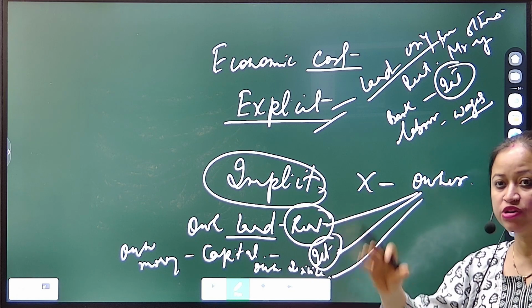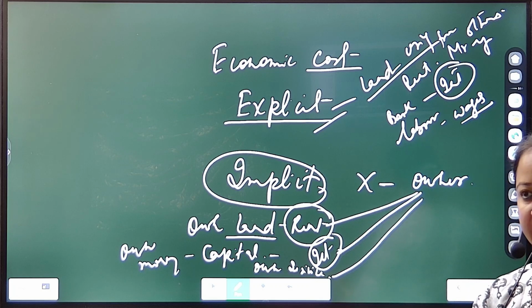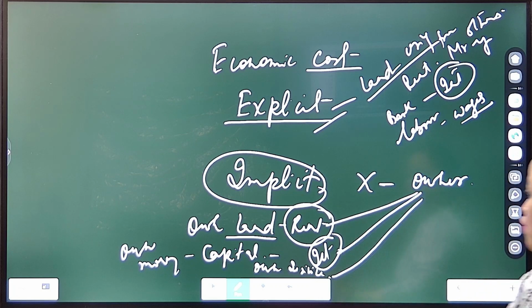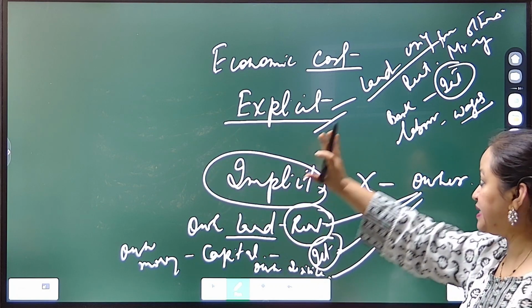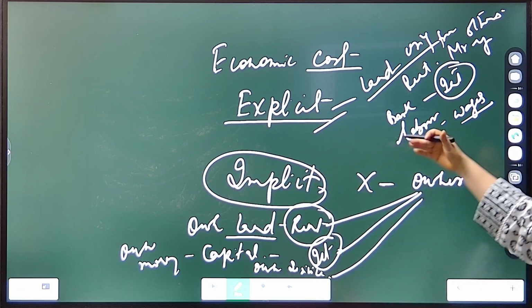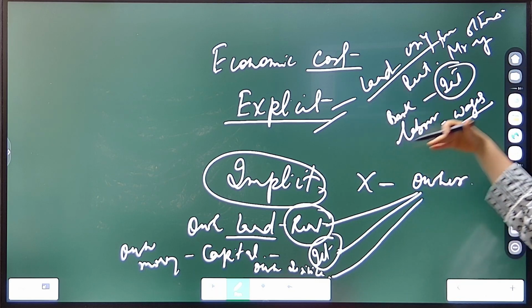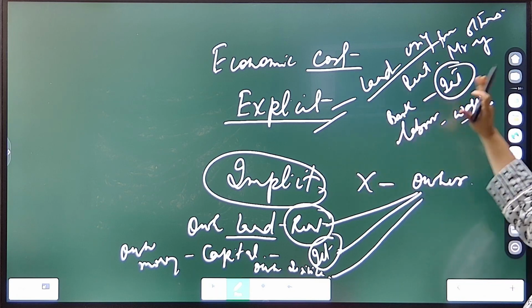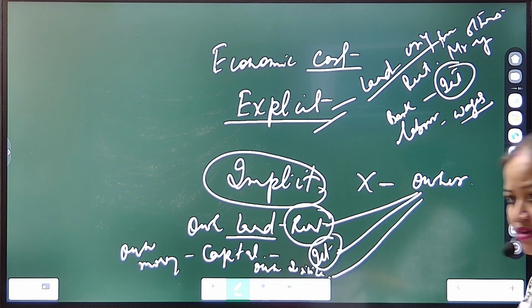So implicit, the owner himself is giving something to the business. That means he is giving his land, he is giving his own service, he is giving his own money. That is implicit. The money is not going outside. And explicit means the money is going outside. The business firm is paying it to someone else. Rent is given to the landlord, then wages is given to the laborers, then interest is given to the bank or any money lenders. So that is your explicit cost. Am I clear to you? Clear? Okay.